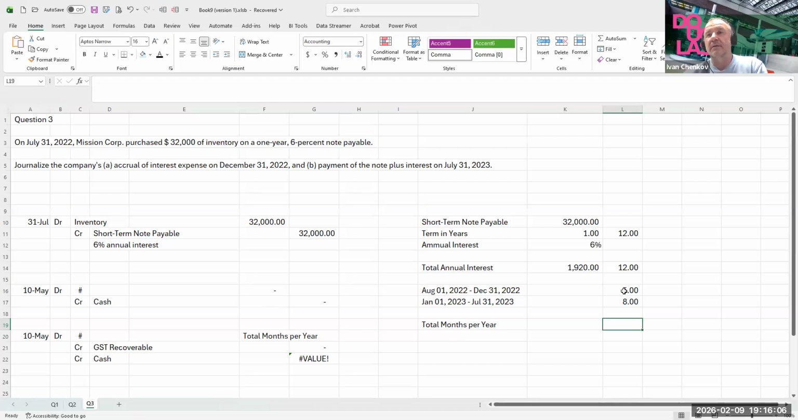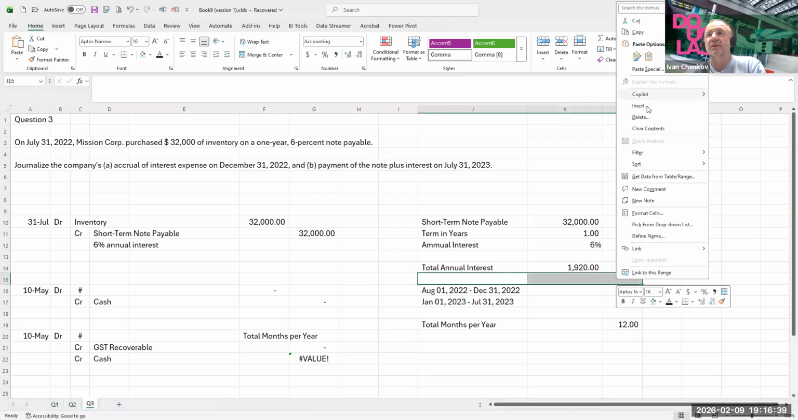You can get yourself total months per year, and you can get the calculation here to check yourself. Is it possible for the total months per year to be 13? No. So you have to come here and adjust the number. That will be 7. Now it's possible. So now, once you have the number of months, you have to get, very simple, the annual interest per month.